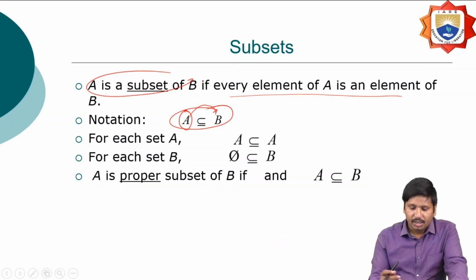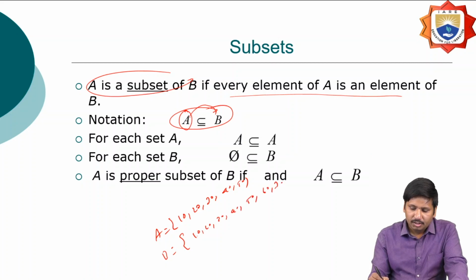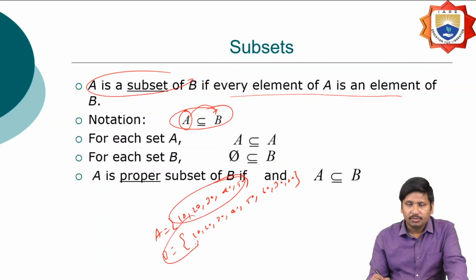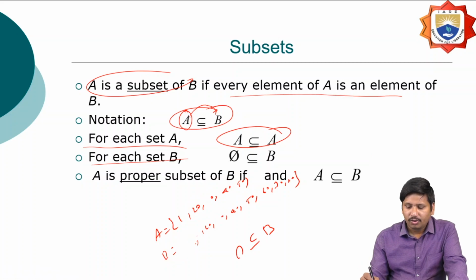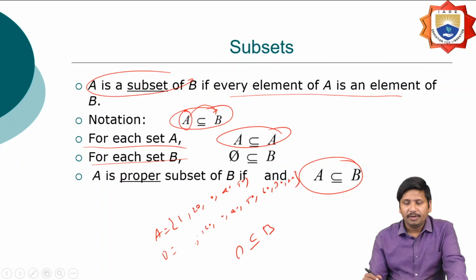Suppose I explain with an example. Suppose A equals {10, 20, 30, 40, 50} and B equals {10, 20, 30, 40, 50, 60, 78}. That means the elements in A are also present in B. So at that time I can say that A is a subset of B. And each set A is a subset of A itself. Then A is a proper subset of B if and only if A is a subset of B and A is not equal to B.